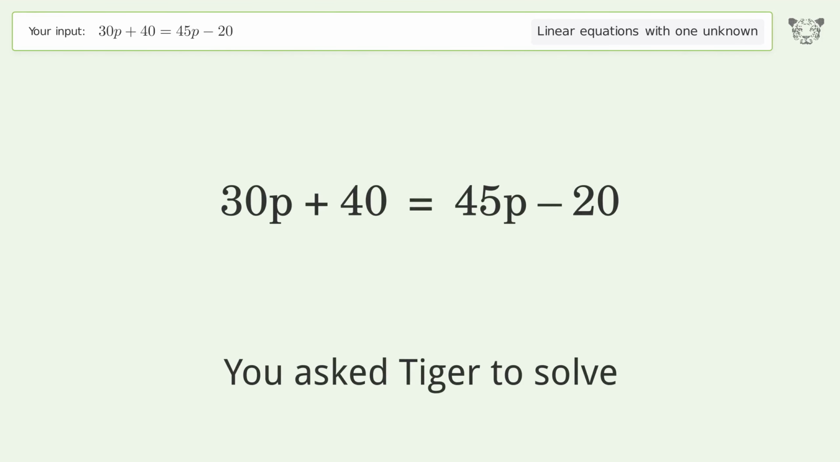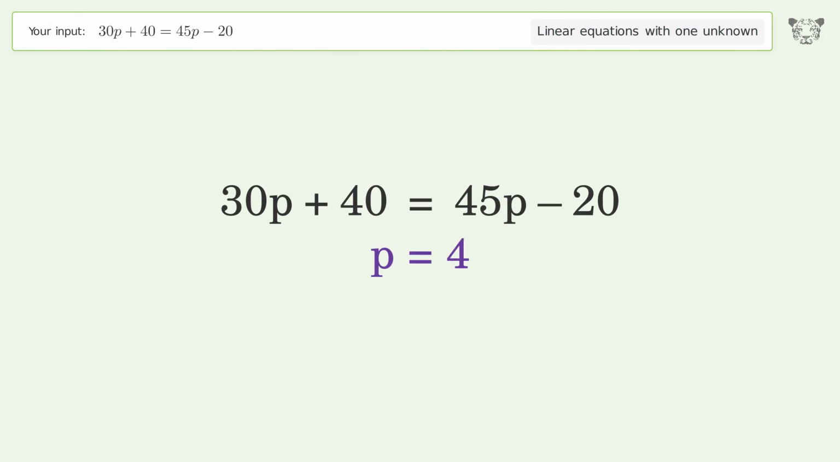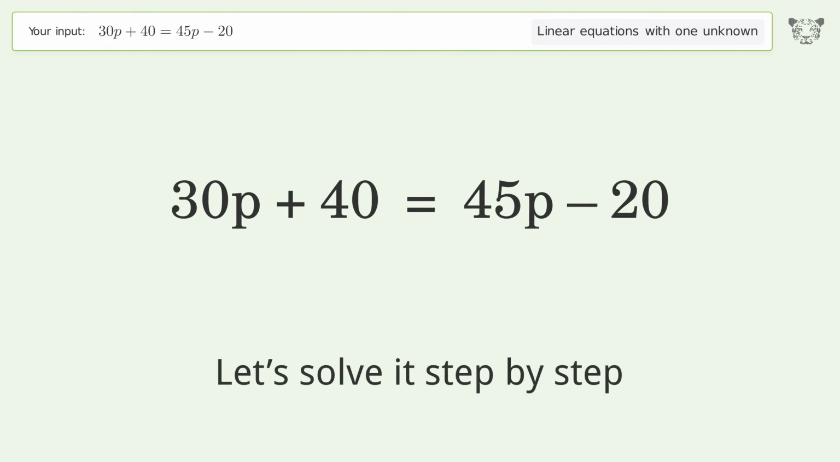You ask Tiger to solve. This deals with linear equations with one unknown. The final result is p equals 4. Let's solve it step by step.